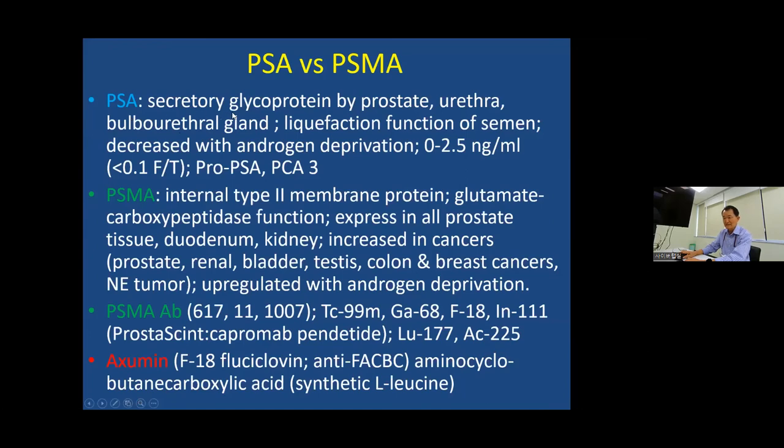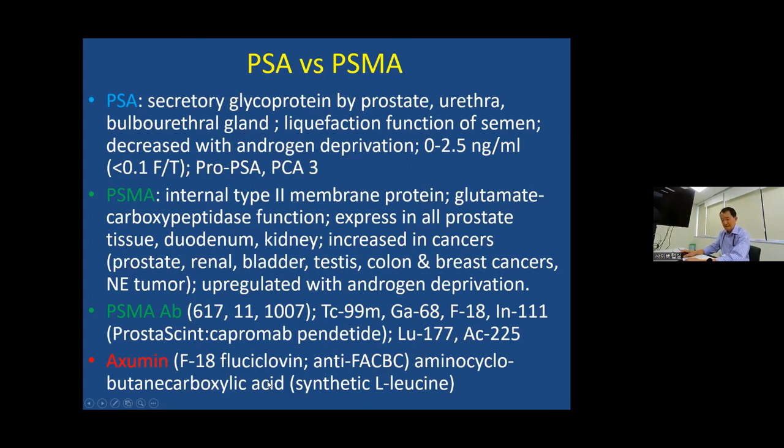PSA is a glycoprotein. PSMA is a membrane protein, it's different. But those are not specific, as you see here. Many other tissues, duodenum, kidney, also many other cancers, renal, bladder, testicle, colon, all show PSMA increase. So PSMA imaging is not specific. PSA is also just a measurement, but any continuous rising or decreasing has significance here.